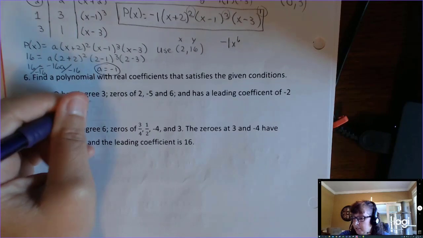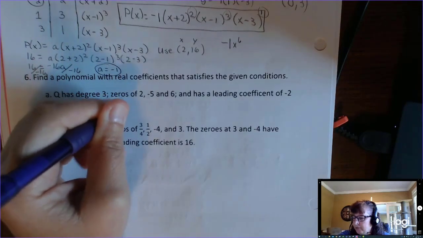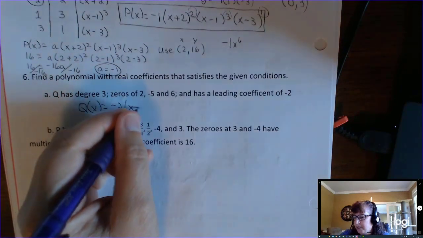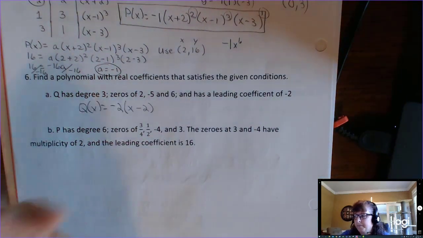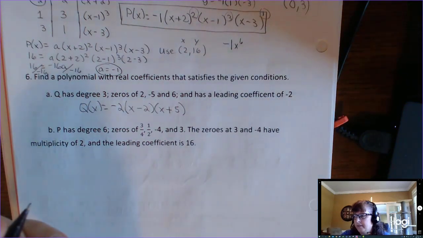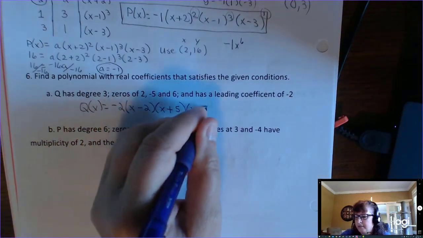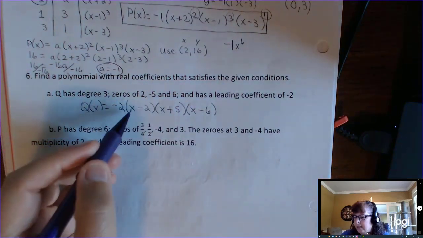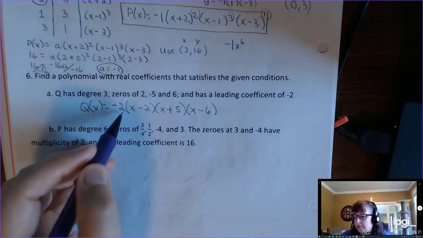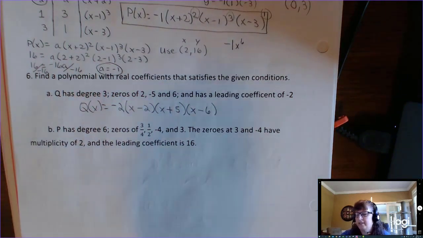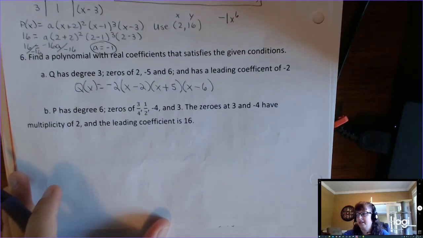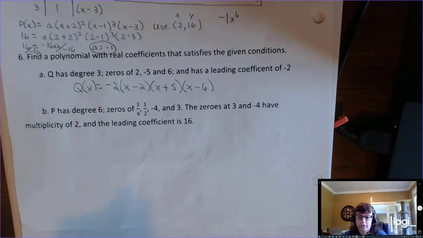So that's just going to be q of x equals negative 2 is where your leading coefficient goes. If the 0 is 2, the factor is (x − 2). If the 0 is negative 5, the factor is (x + 5). If the 0 is 6, the factor is (x − 6). Degree 3, x to the 1, x to the 1, x to the 1, that's degree 3, so we don't have any multiplicities, and that's it for that one. Okay, so that leads us to this last one, which is really kind of tricky.